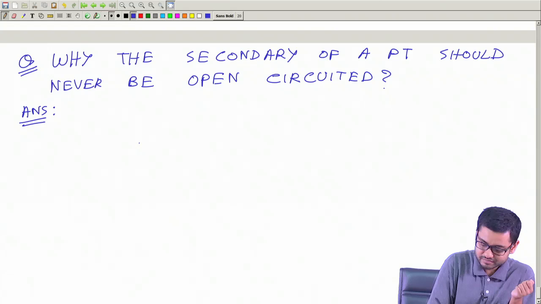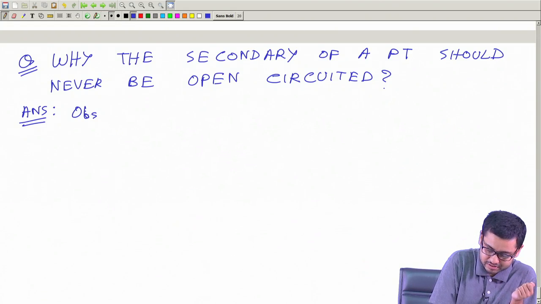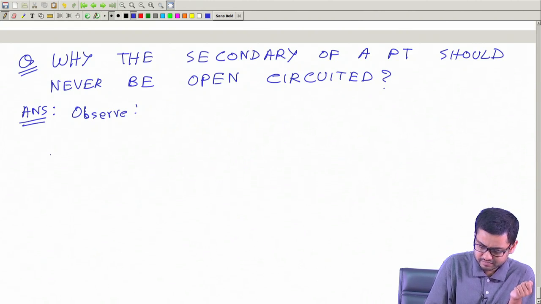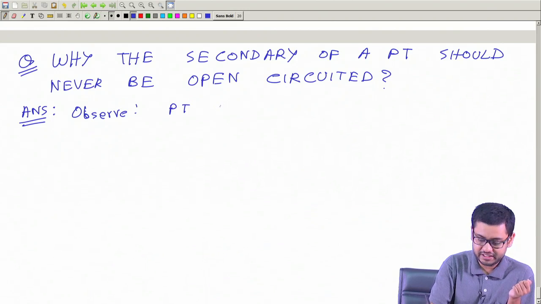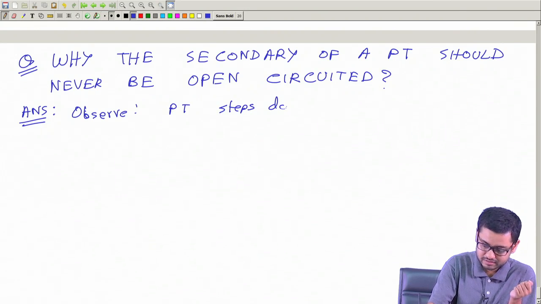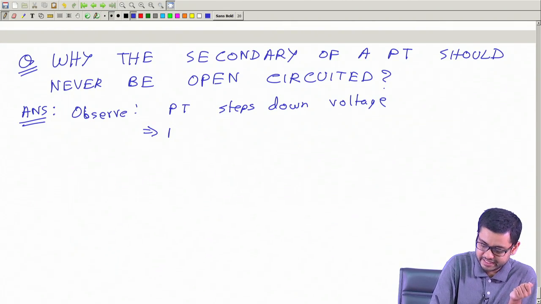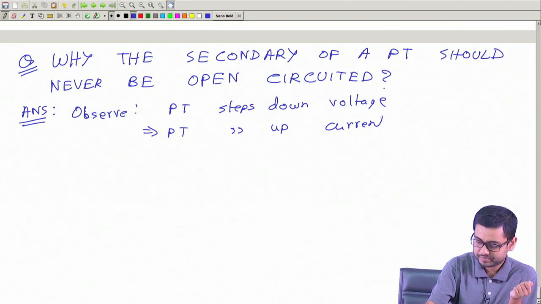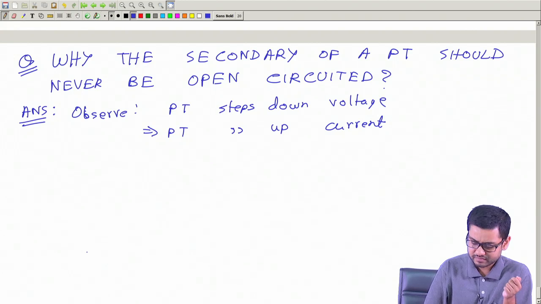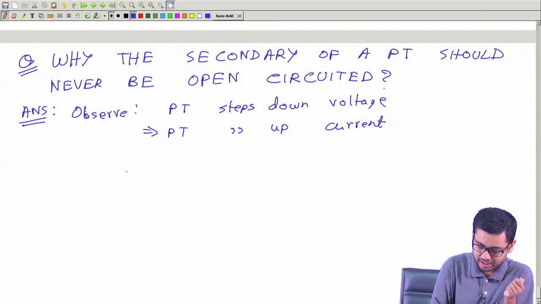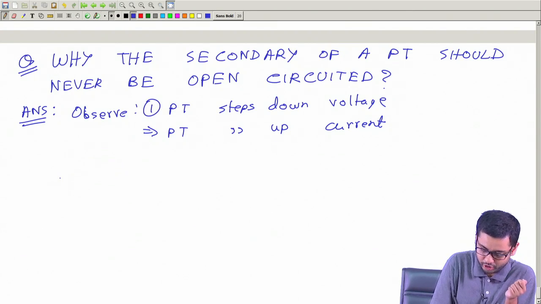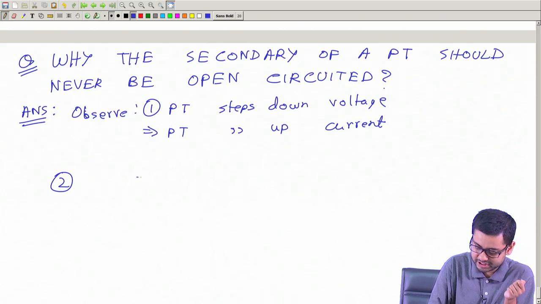So observe that a PT steps down voltage, so that means a PT steps up current. It has to. Now, second observation. So this is point 1 and point 2. Say this is the equivalent circuit.